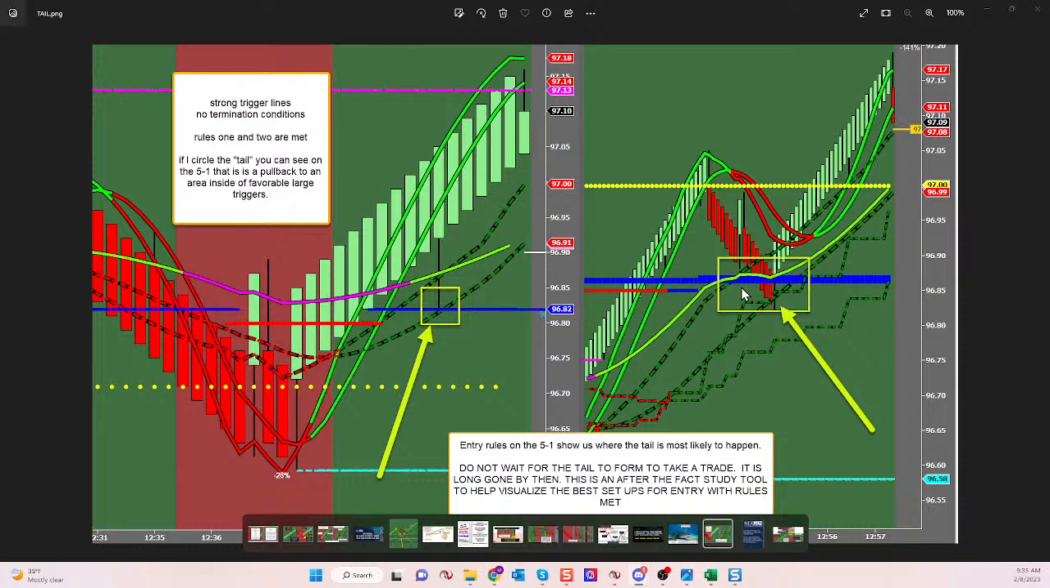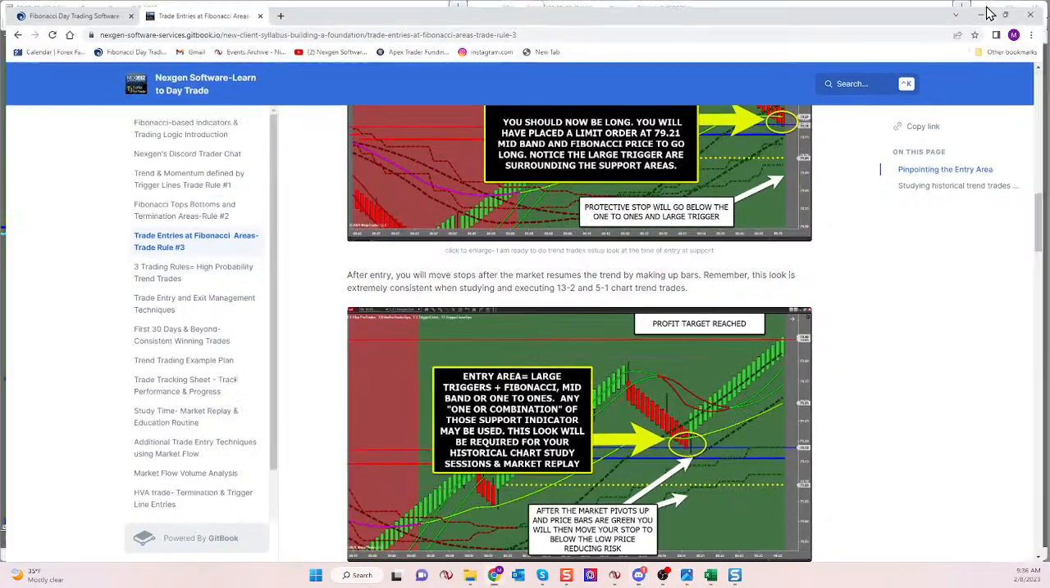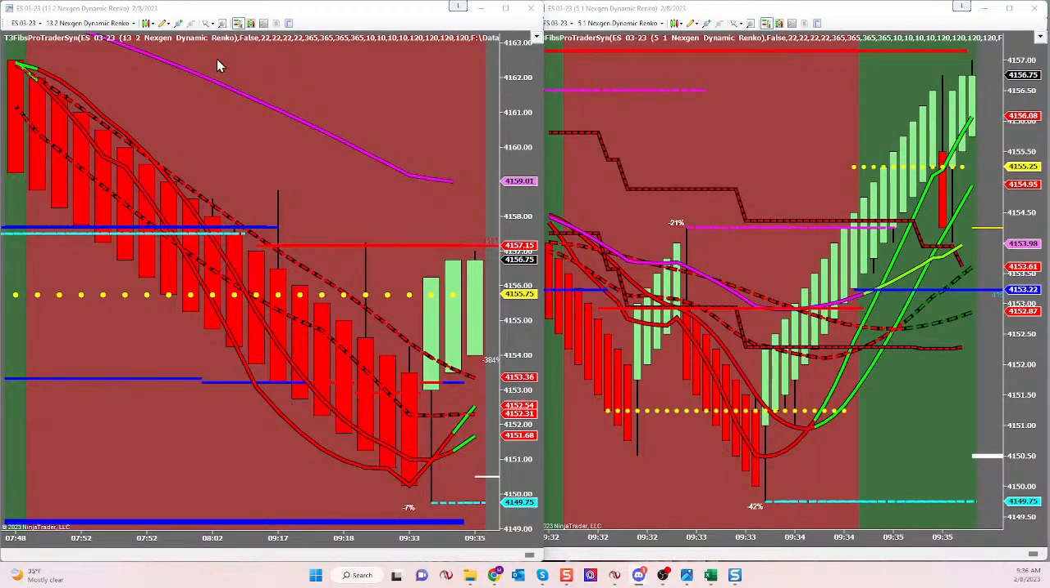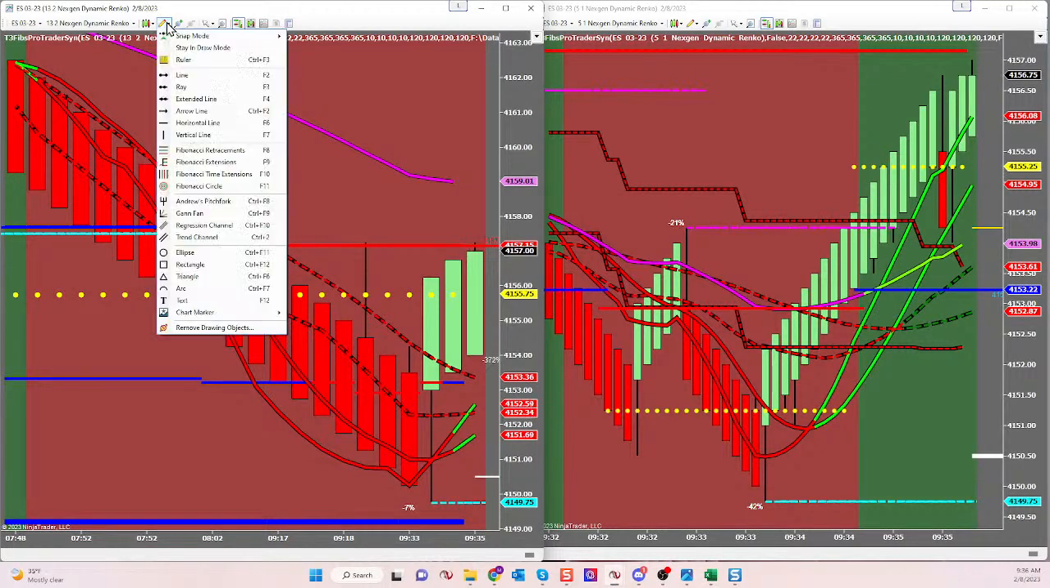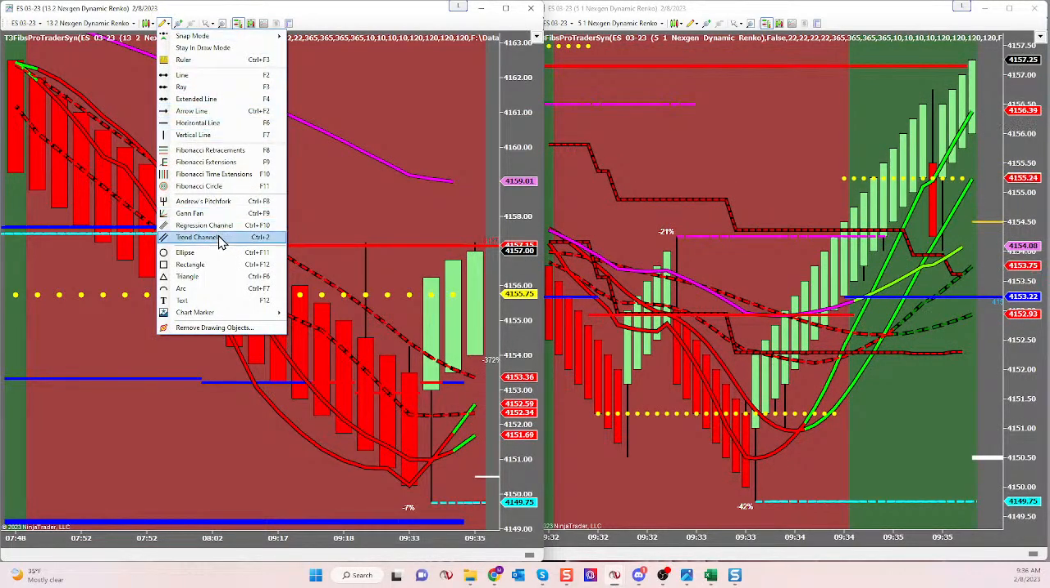And your absolute perfect entry has strong triggers, even on the 5-1. It has no divergence, no loss of momentum, even on the 5-1. And that window of opportunity, the more these areas stack one on top of the other inside of favorable large triggers, the more concise that area where the market is likely to continue is established. So now let's go back and let's take a look.